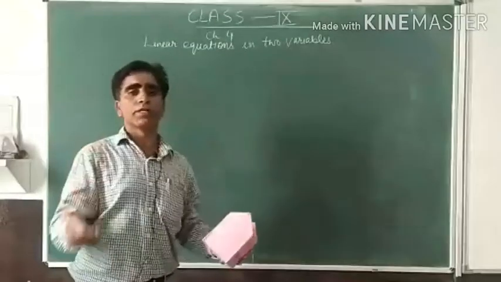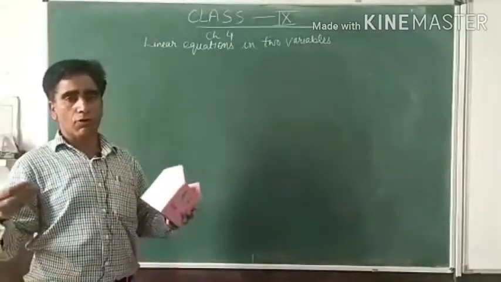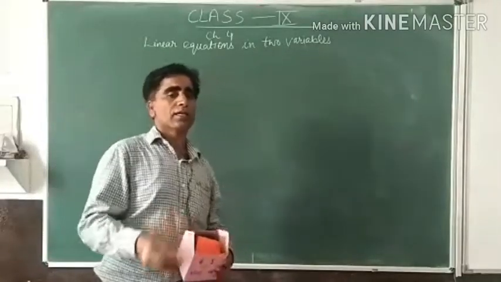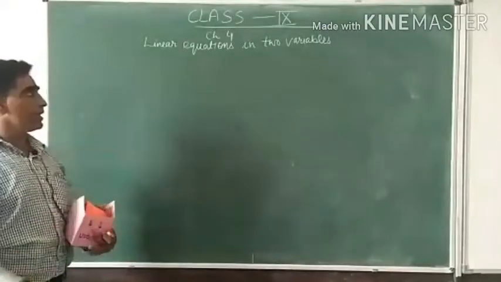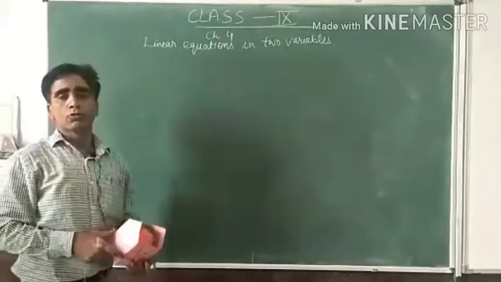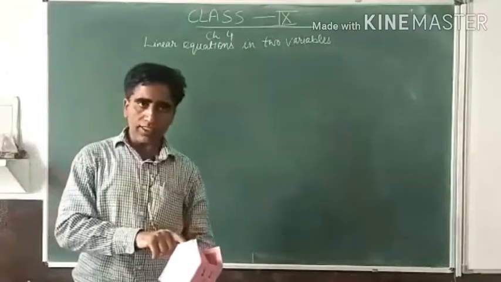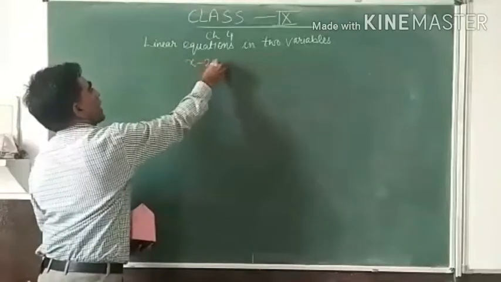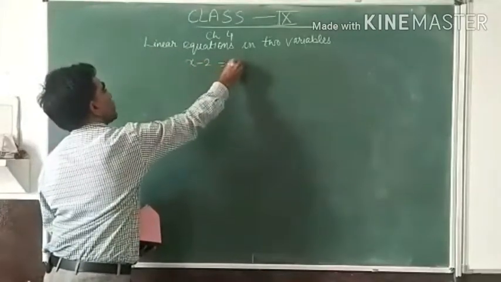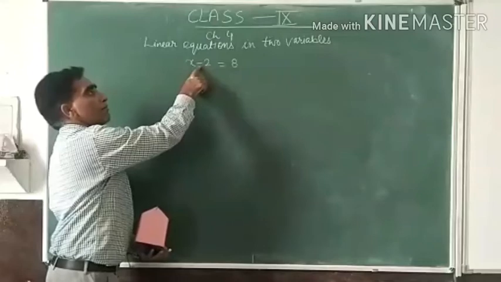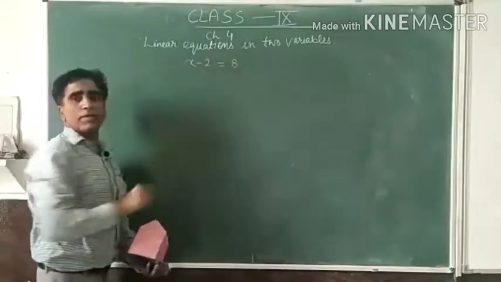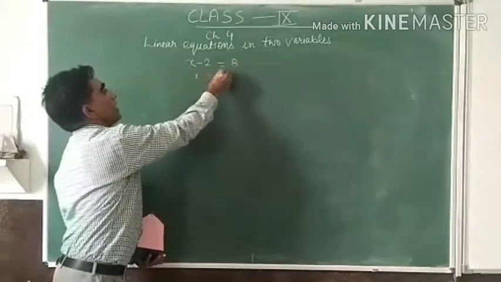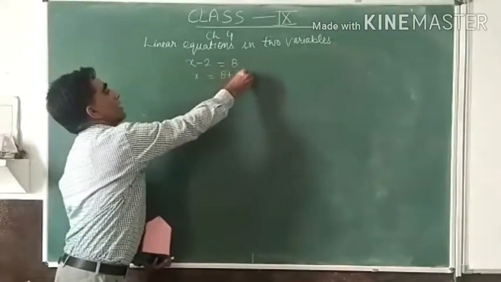Therefore it is one variable, which means there is only one unknown. Suppose in this box 10 jobs are there. Because there is only one variable, we get the equation x minus 2 is equal to 8. When this 2 goes across, it becomes positive. We get x is equal to 8 plus 2, which is 10.